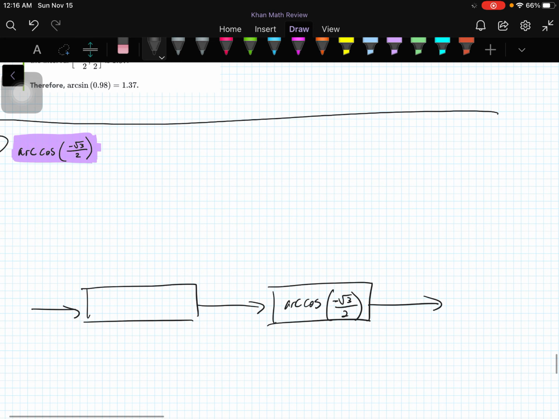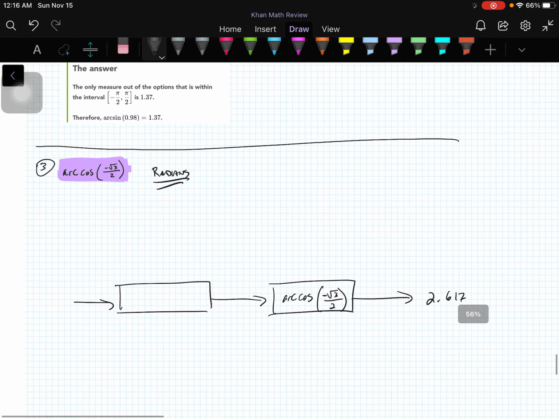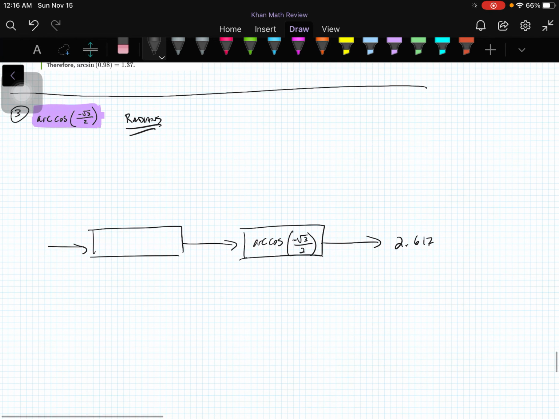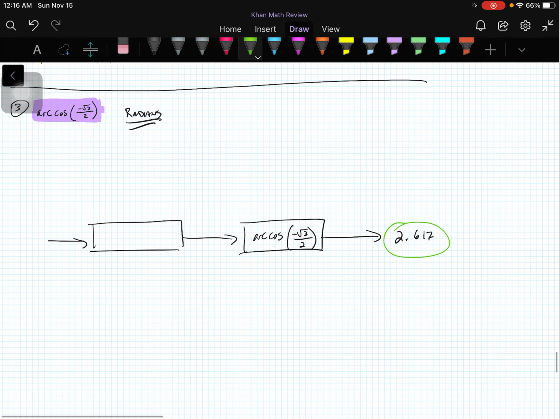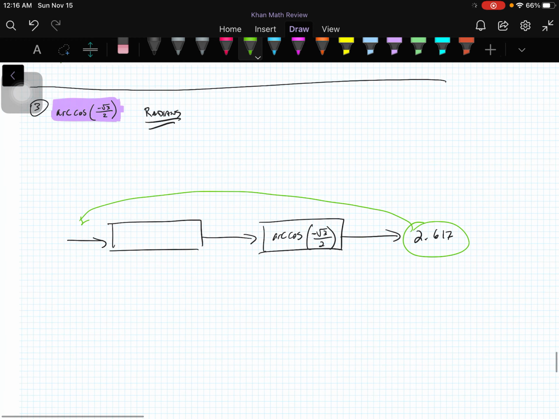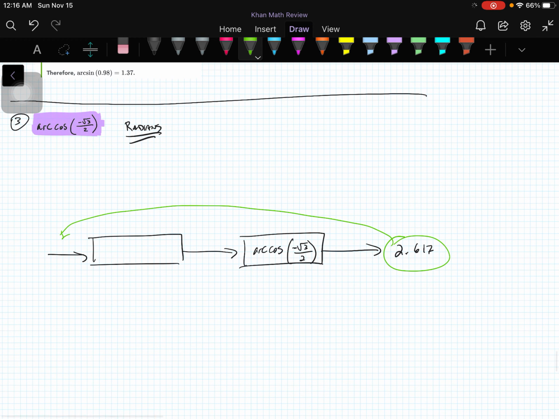Oh, this one's going to get really interesting. I love this one. 2.617. But they wanted it in radians. All right, I'm going to show you how to get this to radians in a second. I also came up with this myself. I didn't read it anywhere, but here we go. So we need to put 2.617 in here.